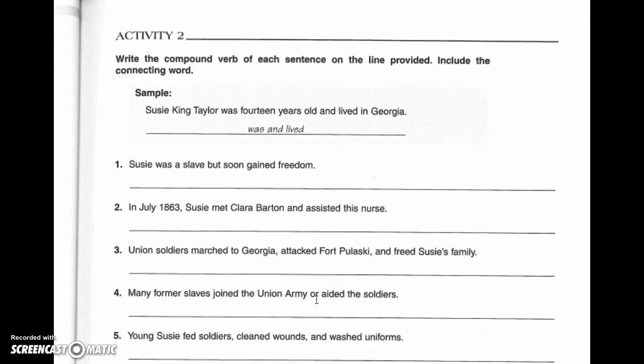Activity 2 here asks you to write out the compound verb on the line provided and include the connecting words. So just like you had done in the exercise before, you're going to be finding and locating the compound verbs and circling. So the example says Susie King Taylor was 14 years old and lived in Georgia. The words was and lived. Now those are two verbs in the same tense. They're connected with a conjunction. However, there's words around it. So they're trying to confuse you here. Just go right to the action word that are in the same tense. Pause your screen and do these 5.